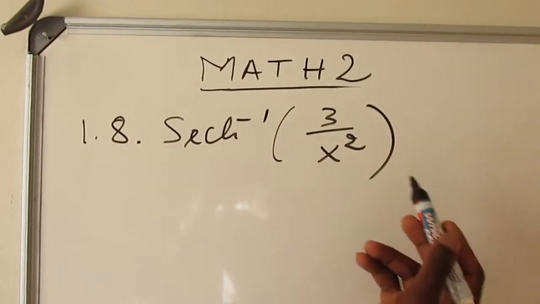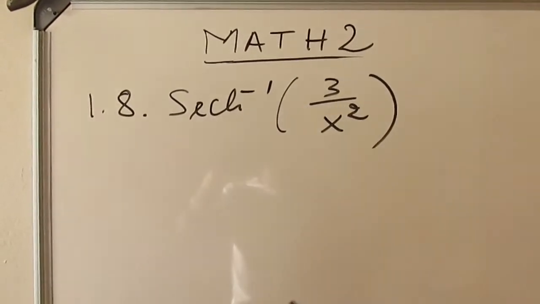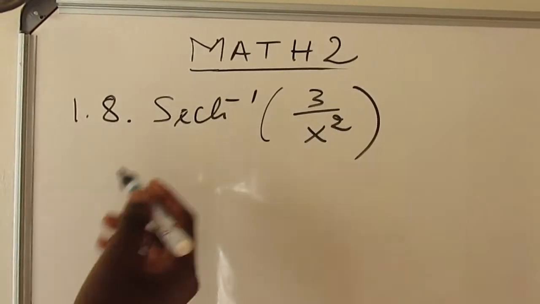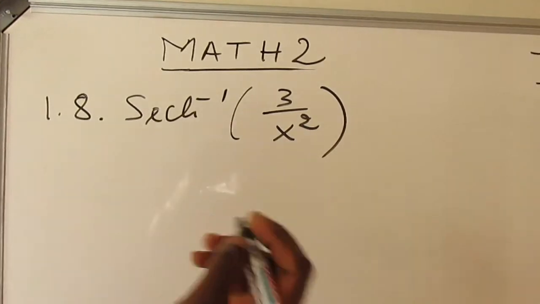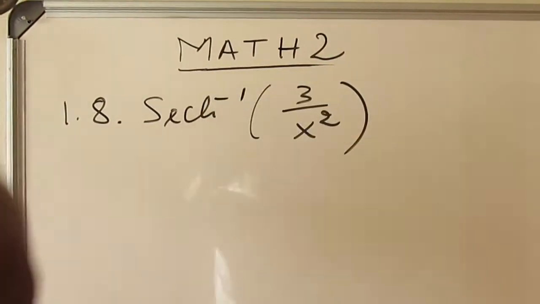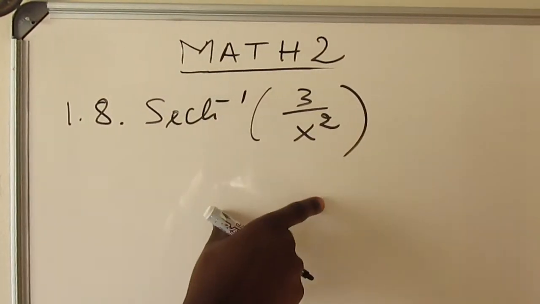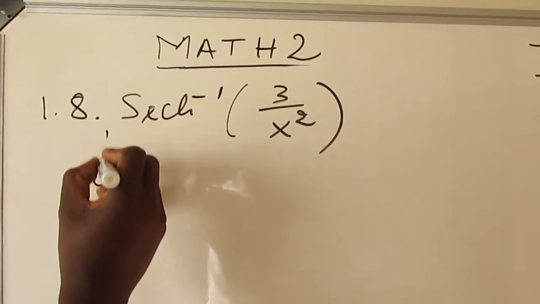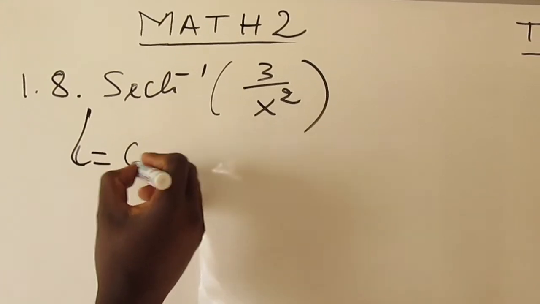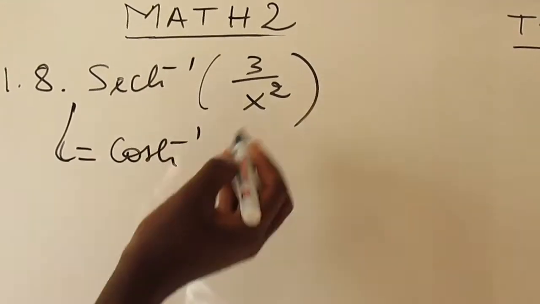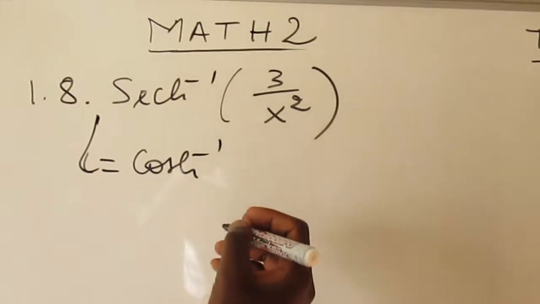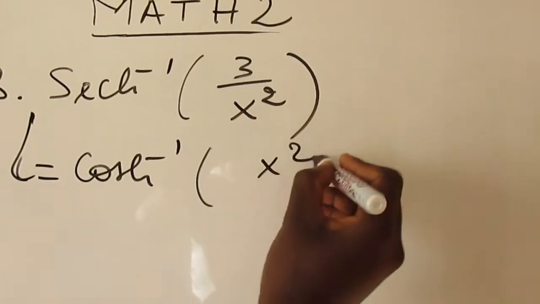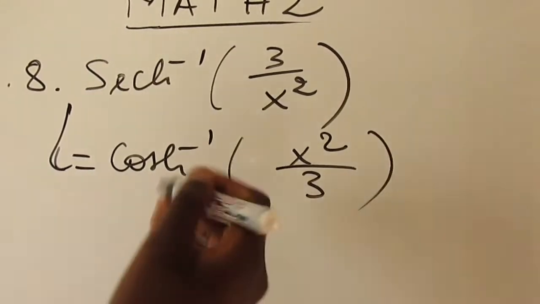Okay guys, another example from your tutorials, okay? So this is sec minus 1 of what? 3 over x squared. We still use the same thing as we did for cos, and we refer to the inverse trigonometric function. So this is the inverse of what? Of cos. So you're going to change this to cos minus 1. Remember, these formulas are not on your formula sheet, and you inverse the function here. It's going to give you x squared over what? Over 3.